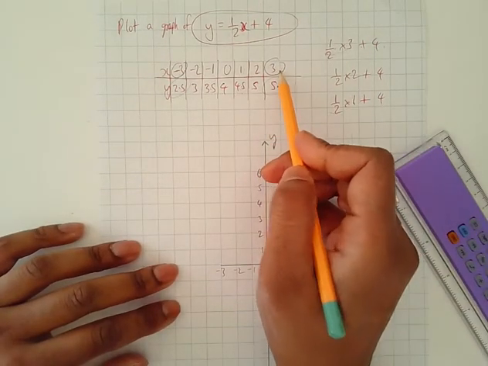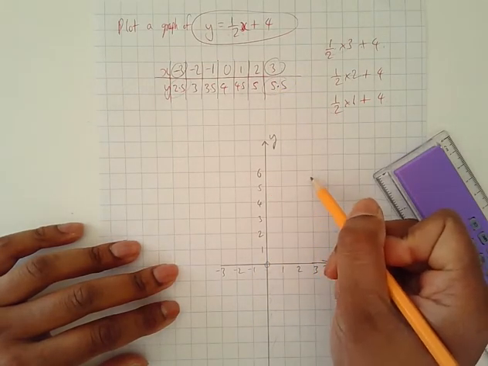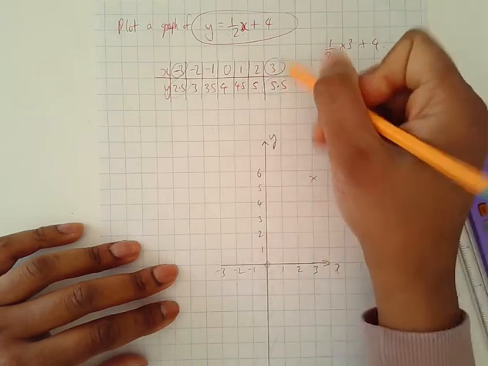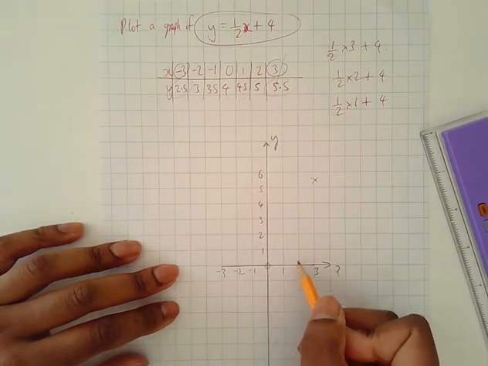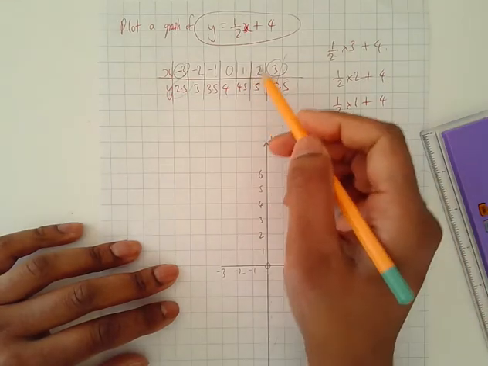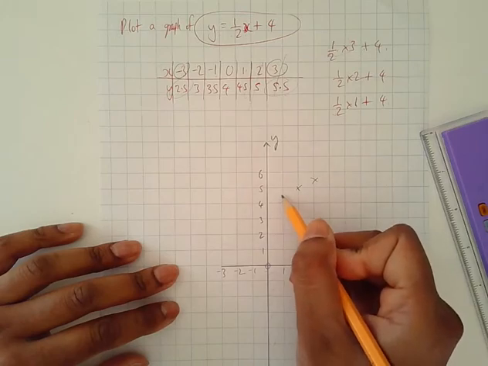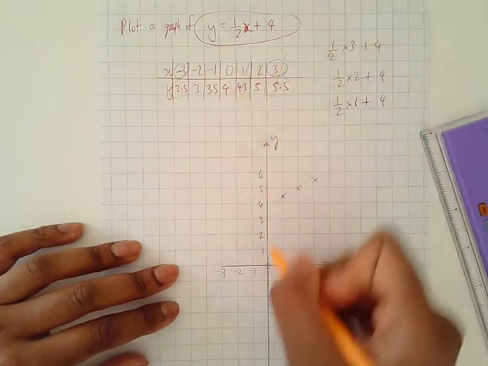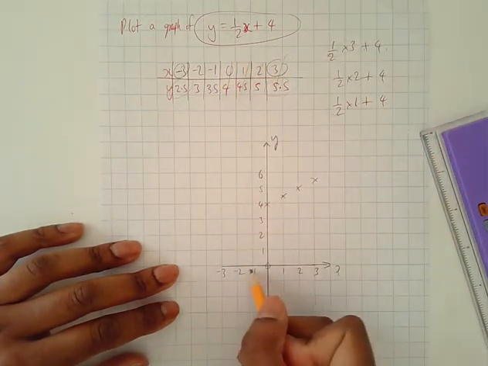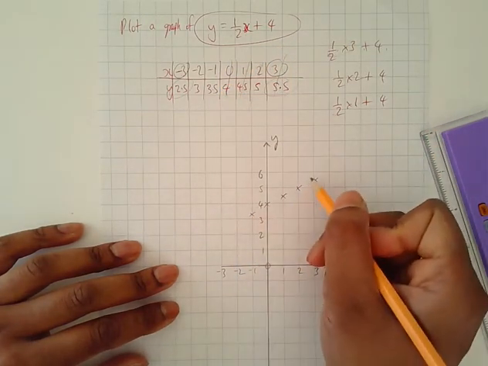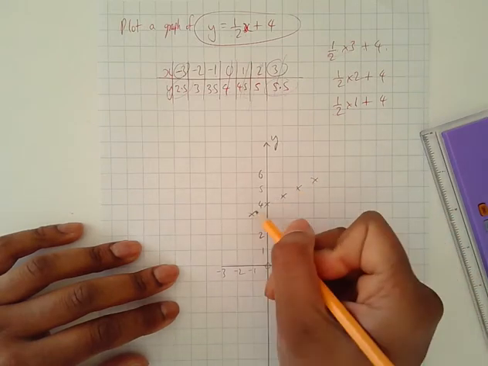So 3 along the corridor, 5.5 up the stairs. 2 along the corridor, 5 up the stairs. 1 and 4.5. 0 and 4. -1, 3.5. And notice these are merging. They're following the path of a straight line.